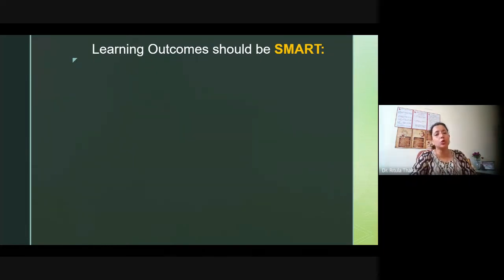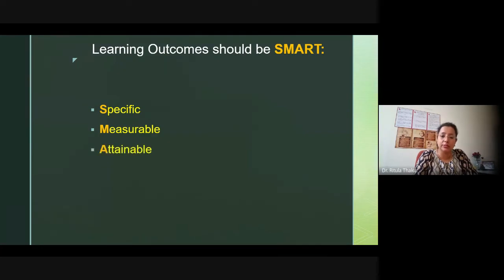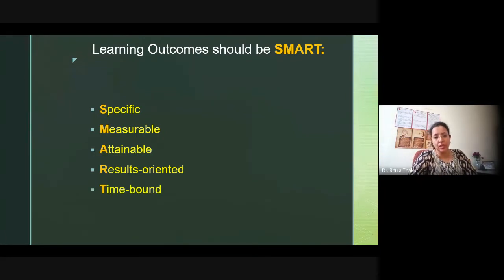So how should our learning outcomes be? Our learning outcomes should be SMART. What do we mean by SMART? This means they should be specific, measurable, attainable, result oriented, and time bound.